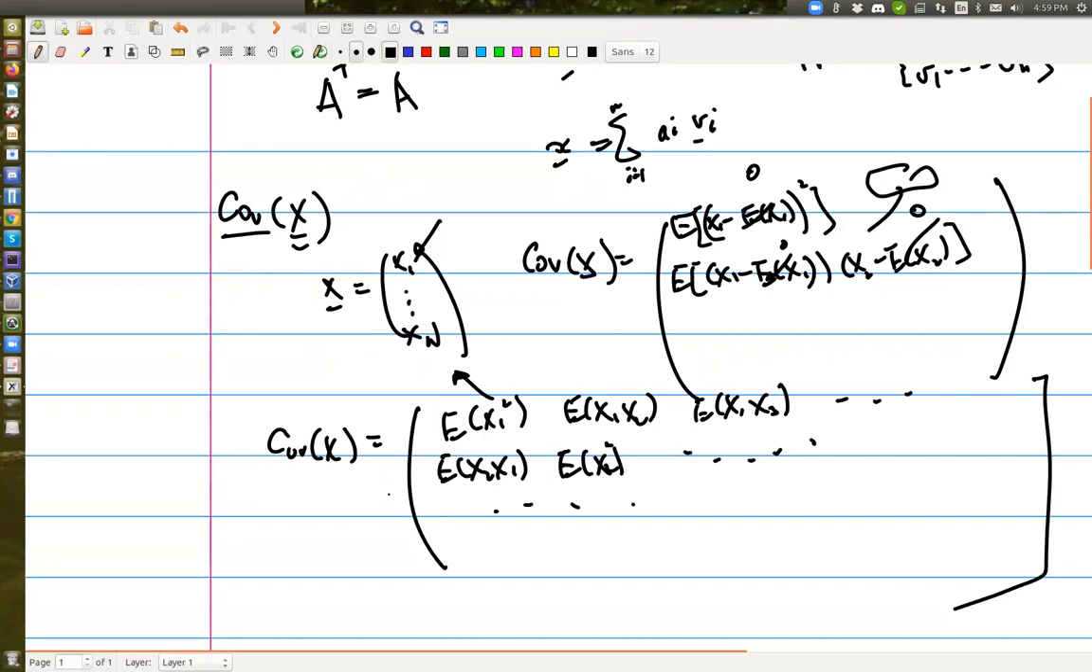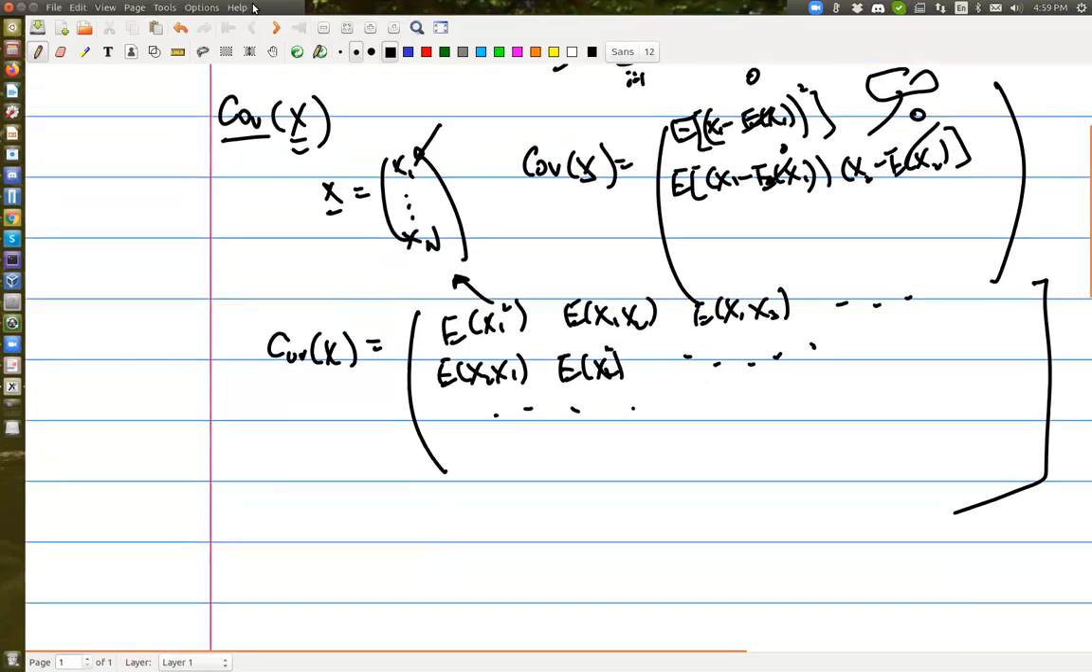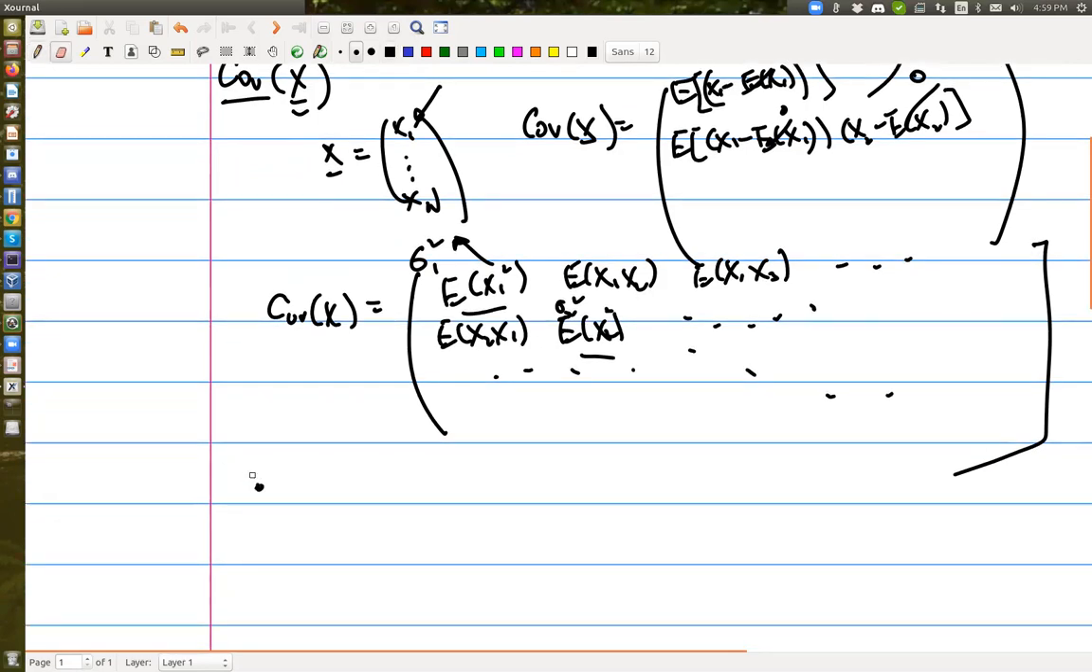Now, one thing: you can write it like this, but note that the diagonal is basically just the variance, right? Sigma 1 square, sigma 2 square, and so on. You may consider it a tautology, but for the off-diagonal terms I will write it like this instead. I can write expectation x1 x2 as sigma 1 sigma 2 rho 1,2, and sigma 1 sigma 3 rho 1,3, and so on.